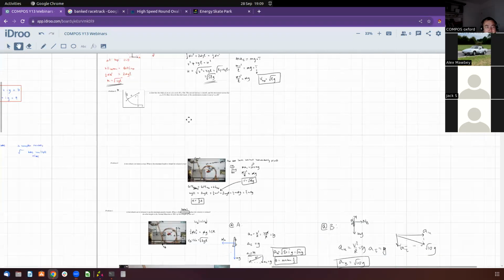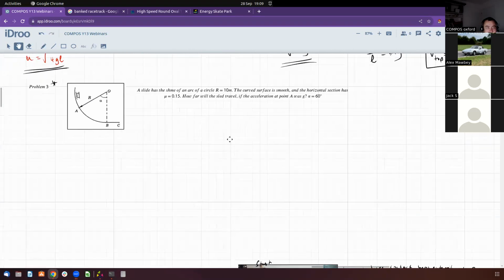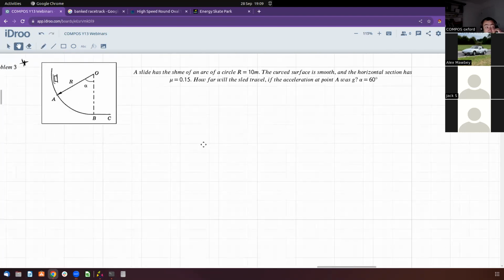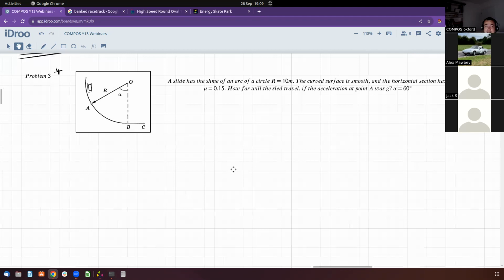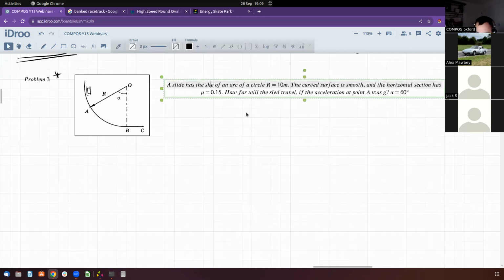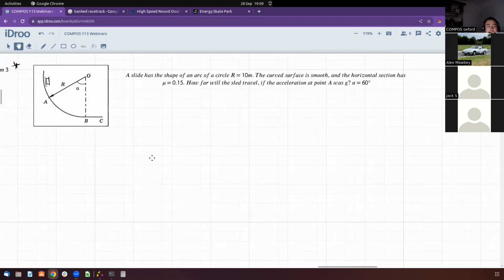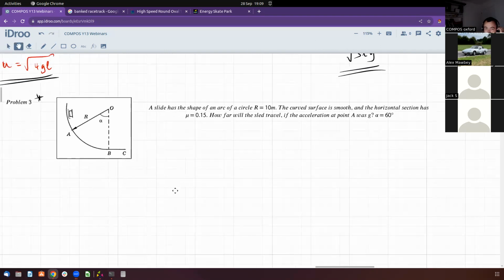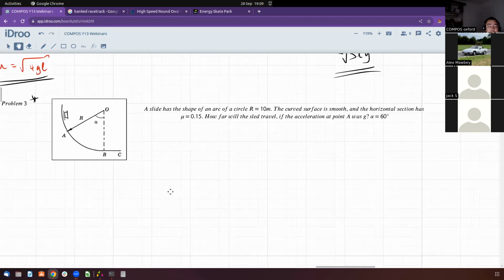Right. And now we are going to problem 3. A slide, so a slide is like a snow slide. So imagine you are going on a sled, right? A sled is going down a slide. It has the shape of an arc of a circle, radius 10 meters. The curved surface is smooth. The horizontal section has a coefficient of friction 0.15. How far will the sled travel if the acceleration at point A was g?